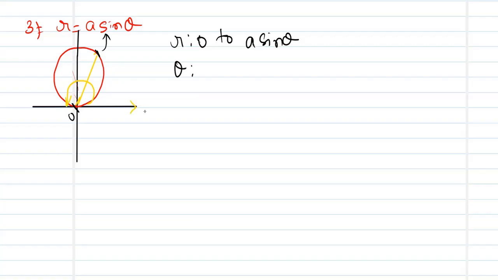What is this baseline called as? Theta equal to 0. And what is this line referred as? Theta equal to pi by 2. When you move to this point, what is theta equal to? 180 degrees, which is equal to pi. So theta will be moving from 0 to pi for the circle r is equal to a sin theta.